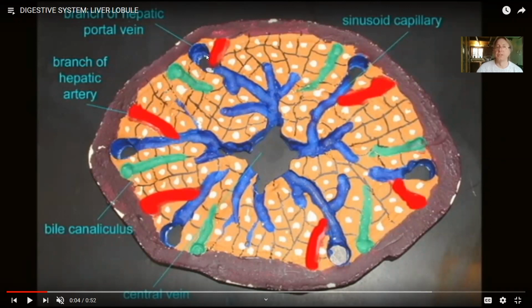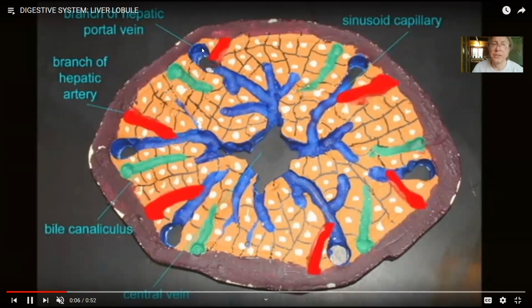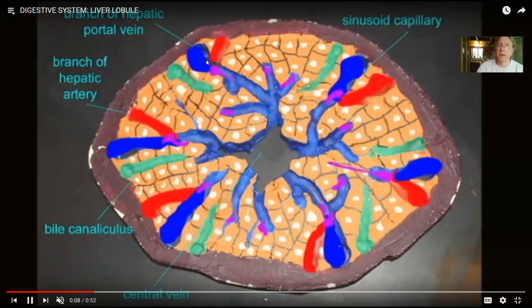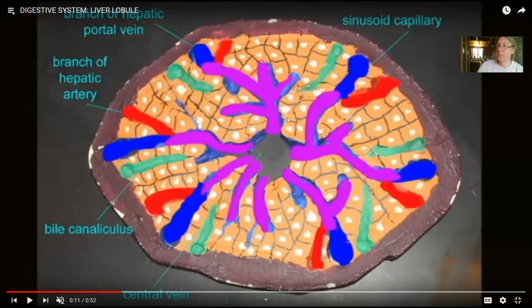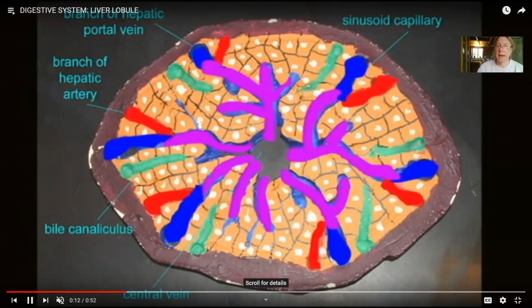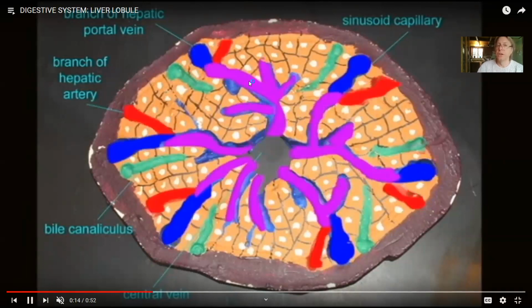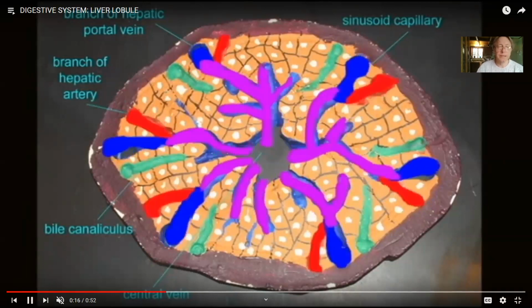So this is oxygenated blood. Oxygenated blood coming from the abdominal aorta reaches the liver. But then you also have the deoxygenated blood going into these branches of the hepatic portal vein, and then they mix. So the blood flowing through the liver is a mix. It has both the oxygenated blood from branches of the hepatic artery and the deoxygenated blood from branches of the hepatic portal vein. These then mix to form these sinusoid capillaries.